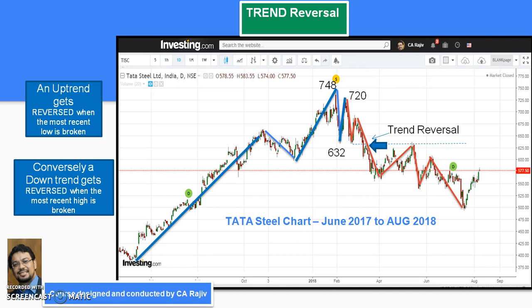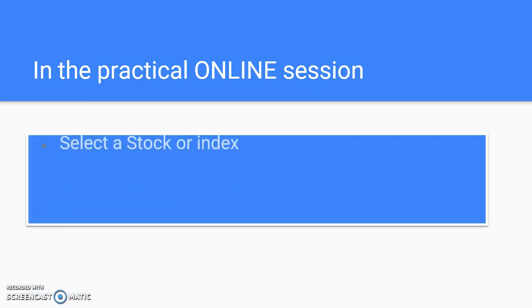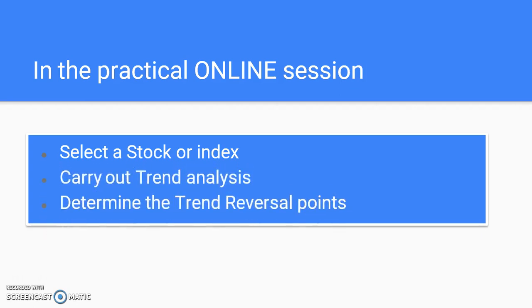I hope I have been able to give you a very fair idea about what is an uptrend, what is a downtrend, and what is a trend reversal. Friends, in the online session we are going to discuss this further. We'll attempt trend analysis and trend reversal understanding. The procedure we'll normally follow is we'll select a stock or an index. In fact, when you are registering for this online session, you can also suggest a stock or an index to me. We'll carry out the trend analysis, and we will determine the trend reversal points also.